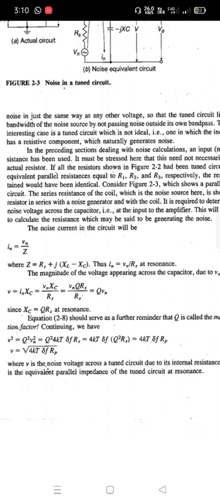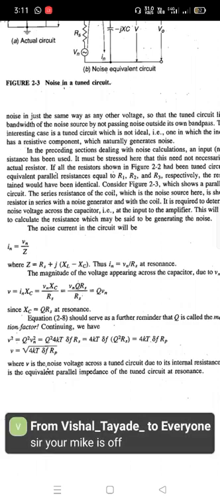Therefore, since Xc equals Q into Rs at resonance, what will happen? See here, again in Xc we have not included the minus j sign. Why? Because we are assuming it is at resonance. So at resonance, our circuit will be a completely resistive circuit. That's why we have to replace this Xc by QRs. The resonance concept is very important here. If you don't know the resonance concept, then it is difficult to understand.